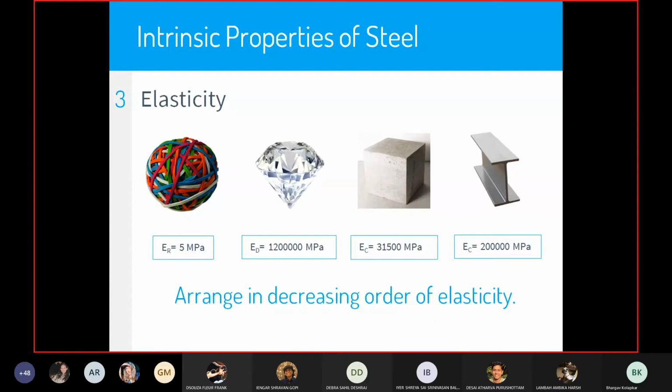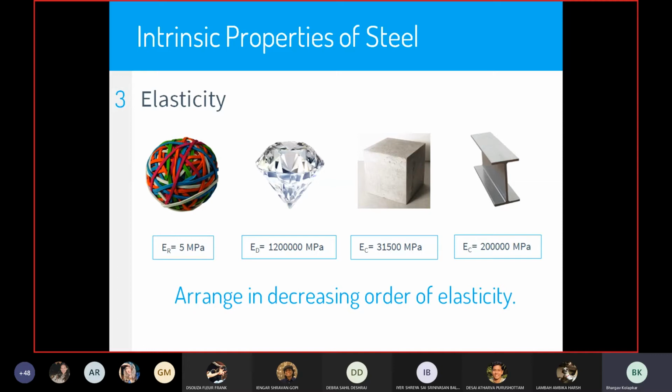Fastest finger first, come on. Steel is the most elastic, I'm guessing. Okay. Then the rubber band. Okay. Then concrete and then diamond. Okay. I'm not looking at the numbers here. Yeah, so this is based on pure logic: I think logically this should be more elastic than this, and okay, I get it.